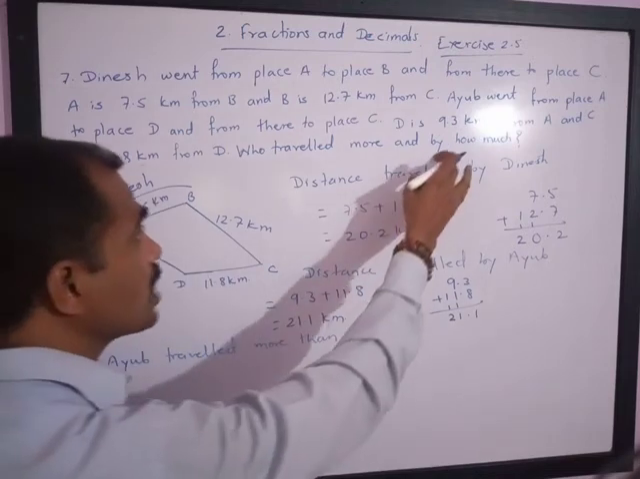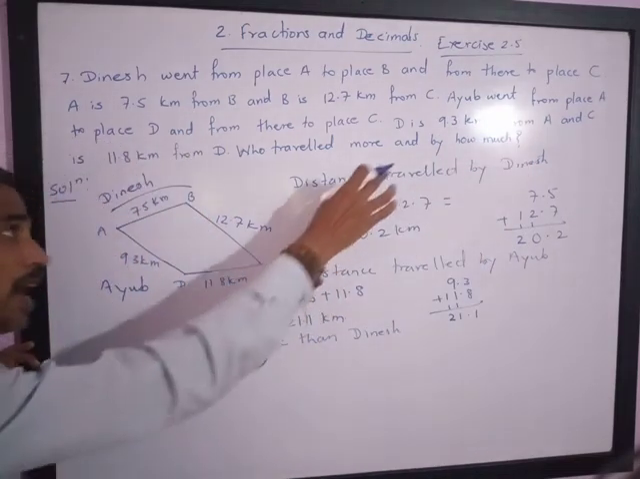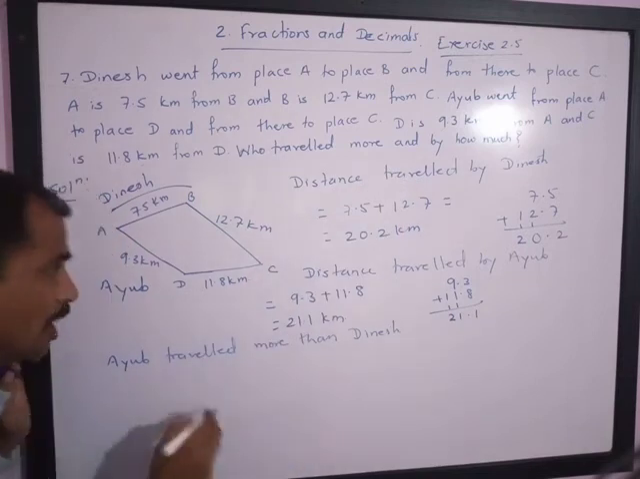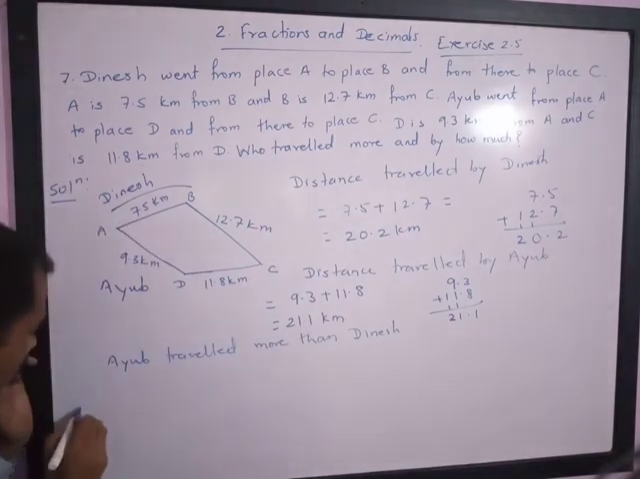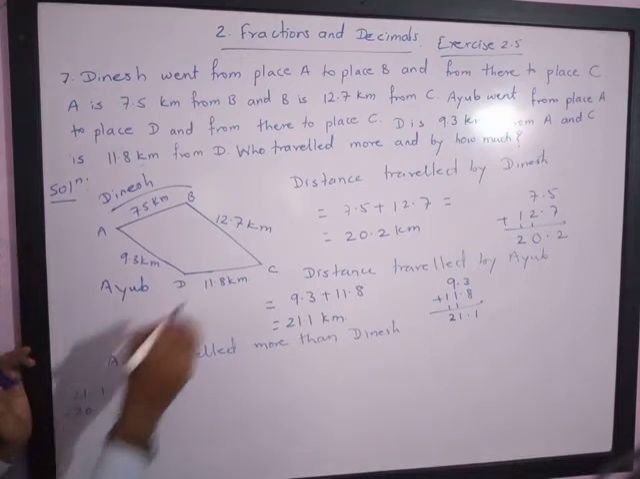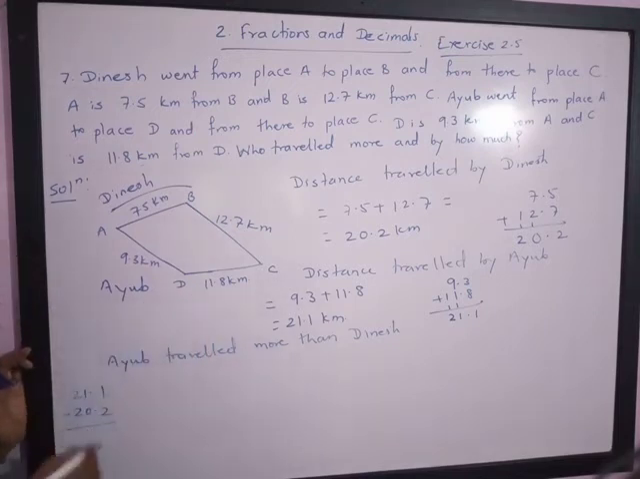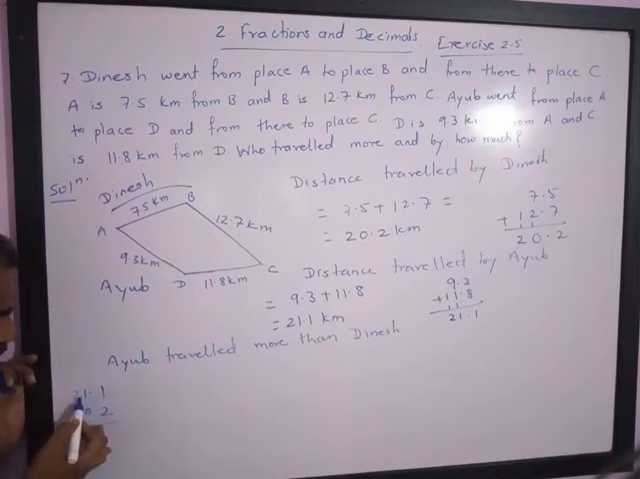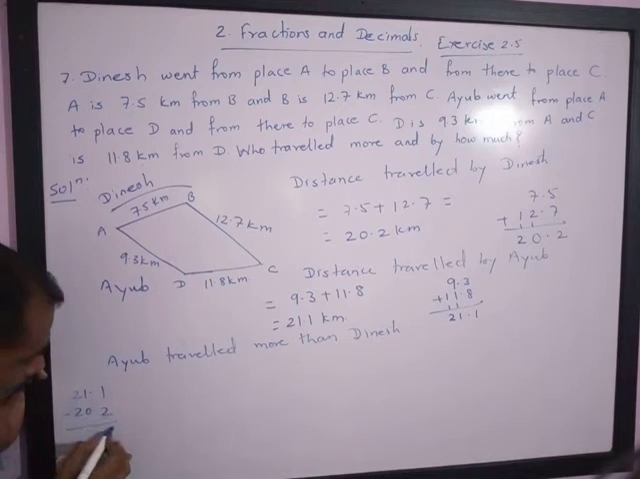Further, one more question is asked, by how much? To find by how much, we have to do the subtraction. So let us do the subtraction. 21.1 minus 20.2. We can't subtract 2 from 1, so we have to borrow from the 21. When we borrow, this becomes 11. 11 minus 2 is 9. And after returning the borrow, we get 0, 0.